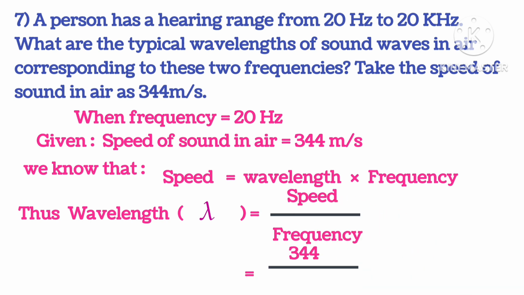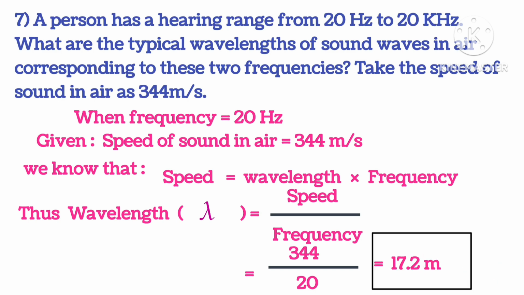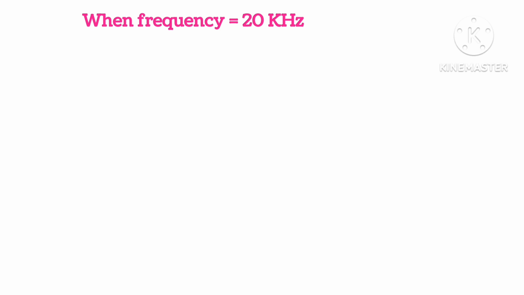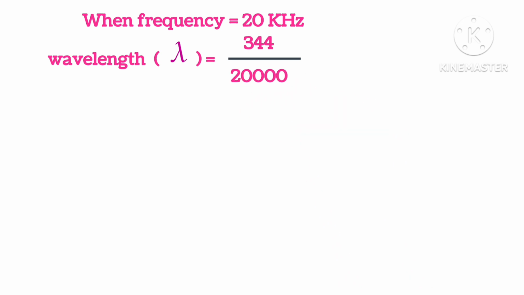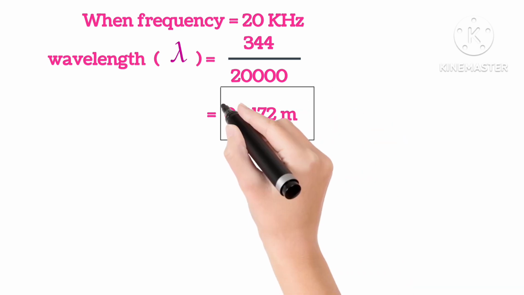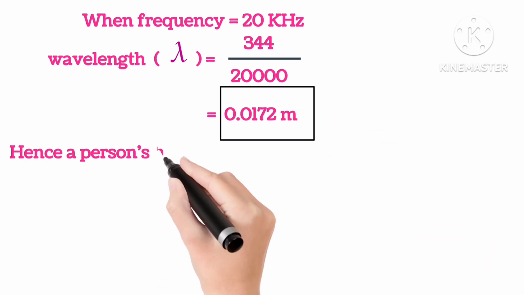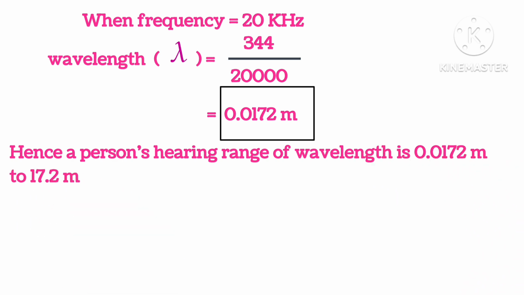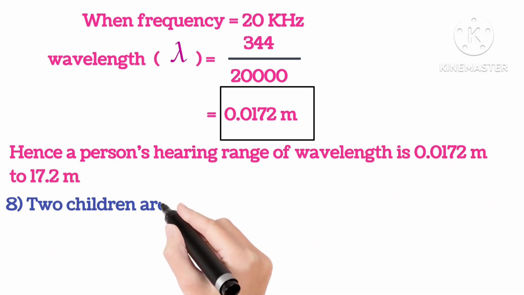Now putting the values over here, we get wavelength equals 17.2 meters. Similarly, when the frequency is 20 kHz, wavelength will be speed upon frequency, which is 20,000 Hz. Putting the values, we get 0.0172 meters. Hence, a person's hearing range of wavelength is 0.0172 meters to 17.2 meters.